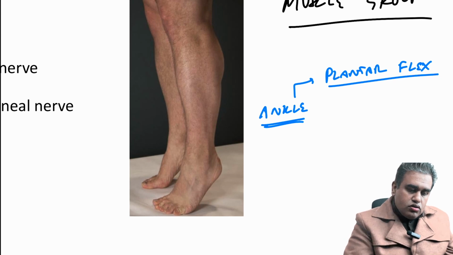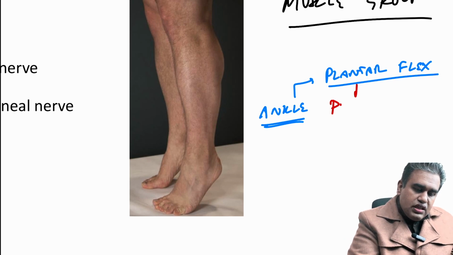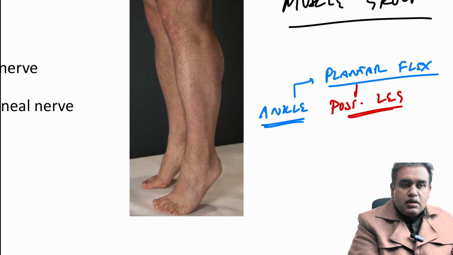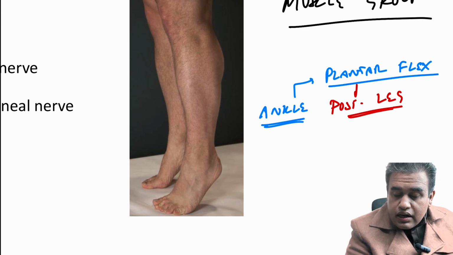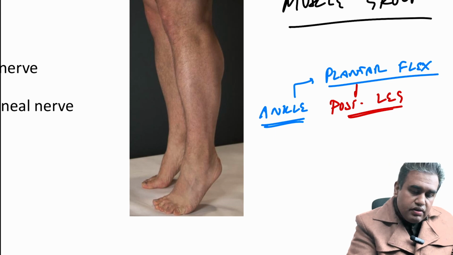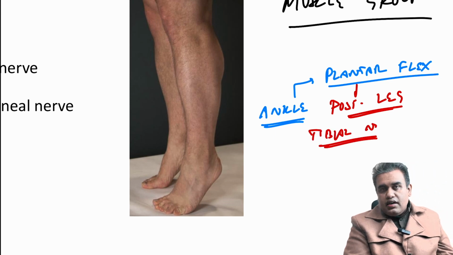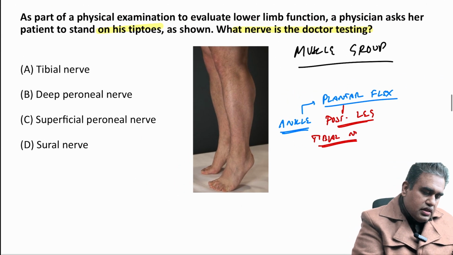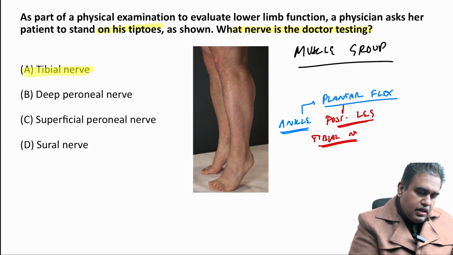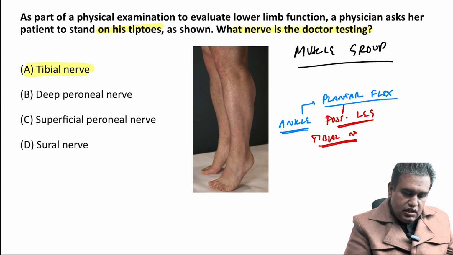ठीक है. So during plantar flexion, you know the posterior leg muscles are the ones which are involved. What is the nerve supply of it? The largest leg compartment is posterior leg. Anti-gravity muscles, tibial nerve. So basically किसी को टोस पे पंजों पे खड़ा करना है, you are testing the tibial nerve of the patient. आंसर हो गया हमारा ऑप्शन नंबर ए, tibial nerve. बात खत्म. ठीक है, सिंपल स्ट्रेट फॉरवर्ड.